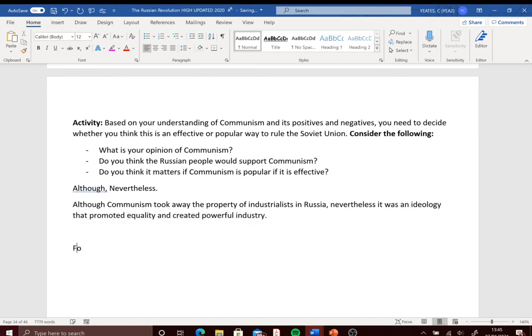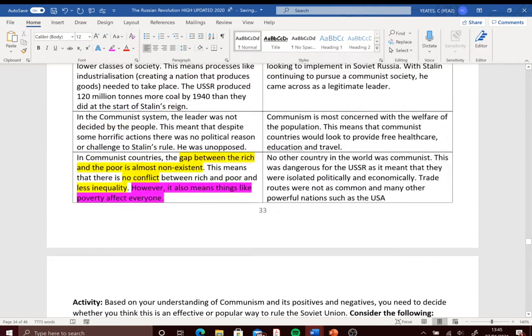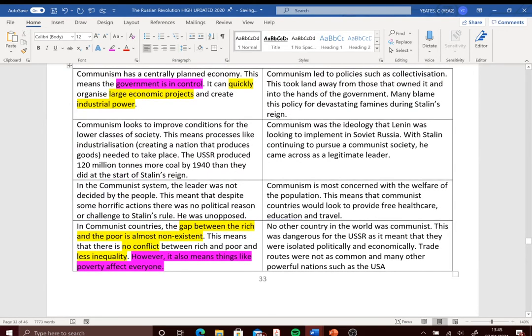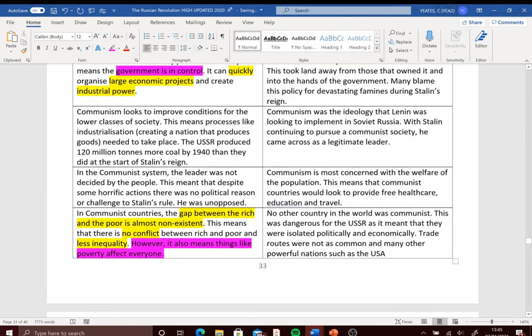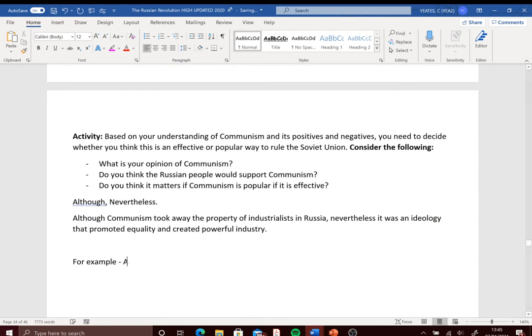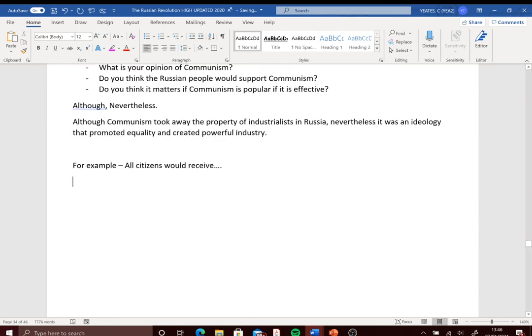I might then say here, well, for example, and again, I might go back up to my table just to double check. I can say, well, where can I see that equality? Here we go. Communism is concerned with the welfare of the population. Countries would look to provide free healthcare, education, and travel. So I might say here, for example, all citizens would receive, and again, I would just finish off that example there. Again, this is basically your evidence. This is when it starts to look a little bit like a petal paragraph. This meant that. Again, include some judgments here.